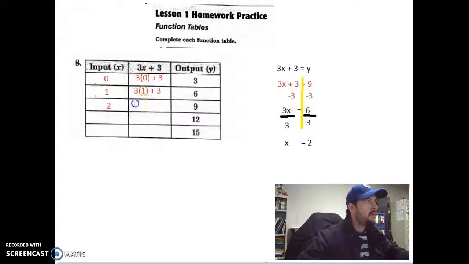And let's fill it in. I have 3 times x. Our x this time we're saying is 2. Plus 3 equals 3 plus 3. And let's see if that makes sense. What's so beautiful about this is we can actually check to make sure our answer makes sense. So what's 3 times 2? That's 6. 6 plus 3 equals 9. And there you have it.